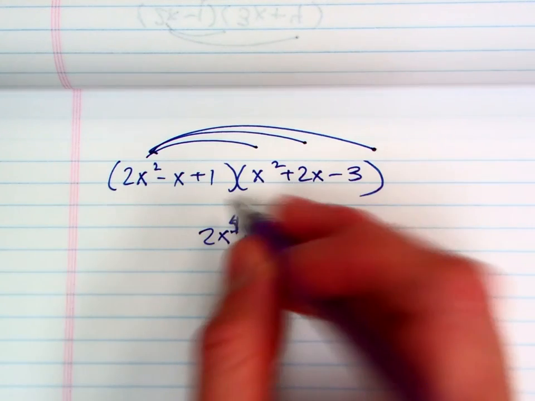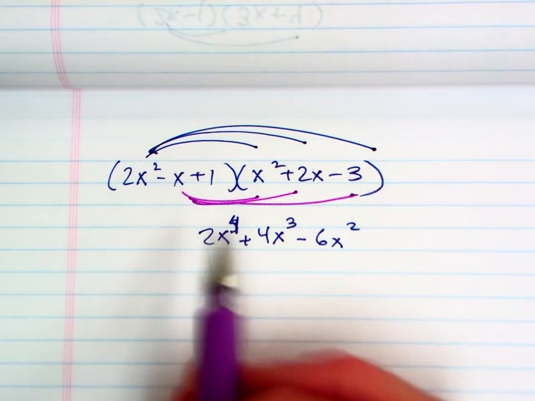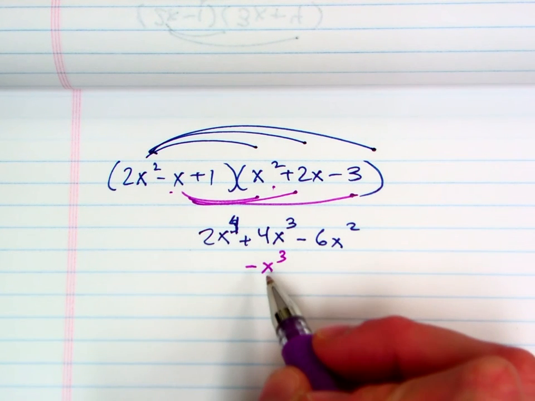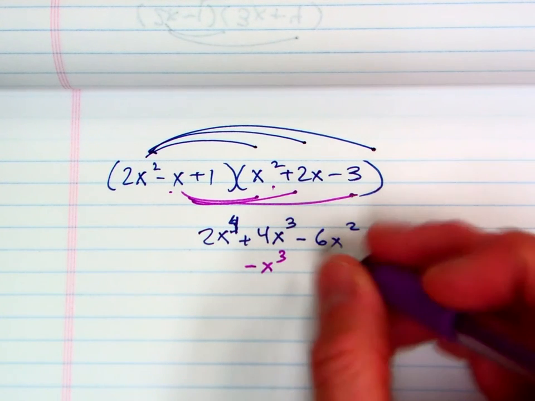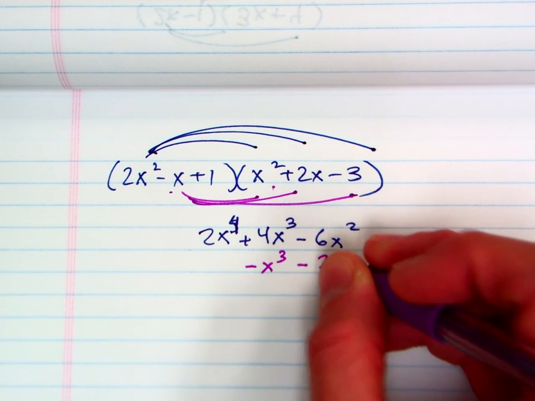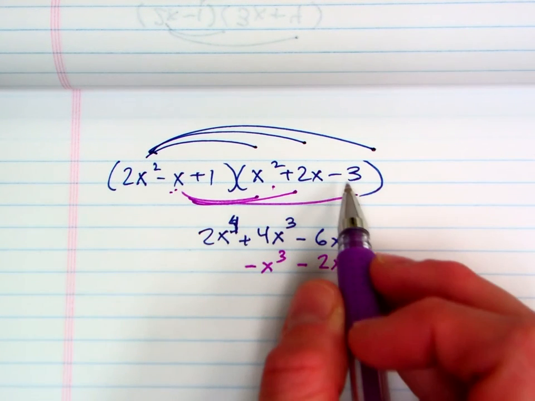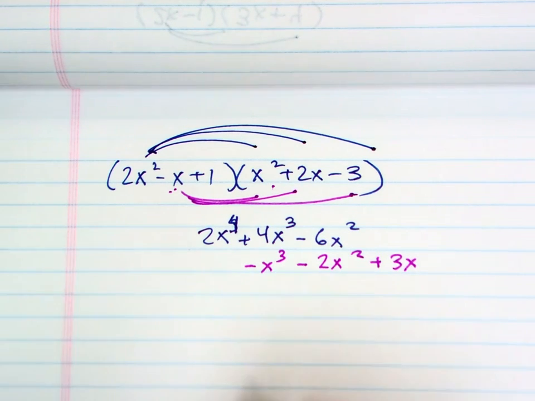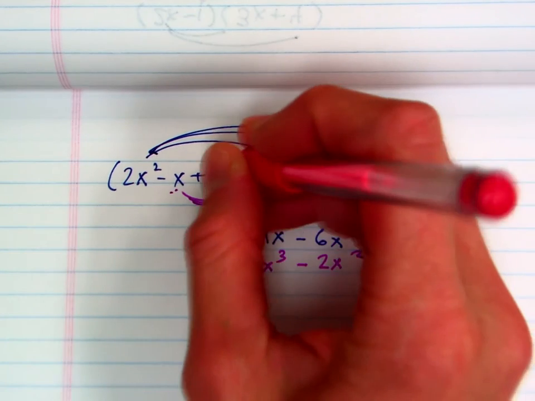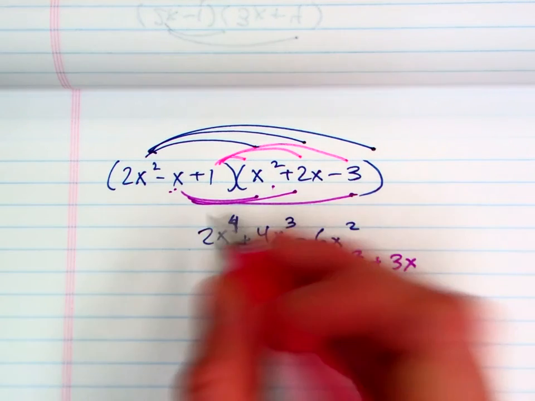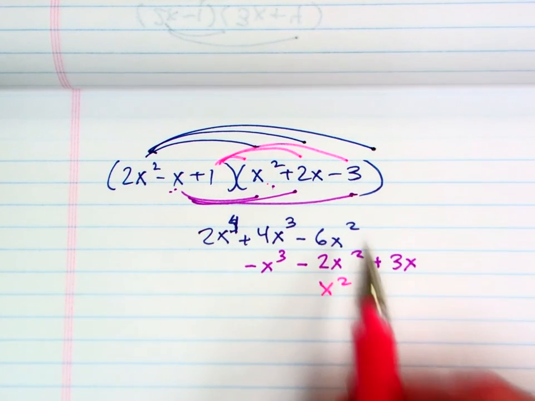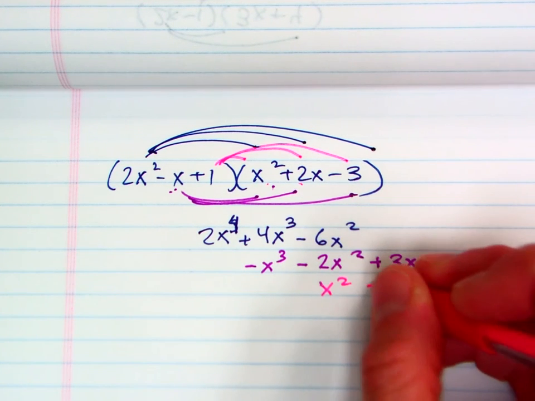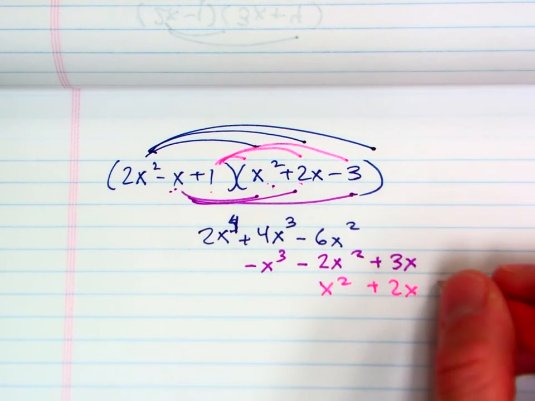Then take the negative x to each term. So my negative x times x squared, that's negative x to the third. I lined these up so they were alike. Then I do negative x times 2x, that's negative 2x squared. And then negative x times negative 3, that's positive 3x. And then I have to do it one more time. So now I'll do the 1 to each term. 1 times x squared is x squared. Again, I just moved over so that these lined up. 1 times 2x is 2x. 1 times negative 3 is negative 3.